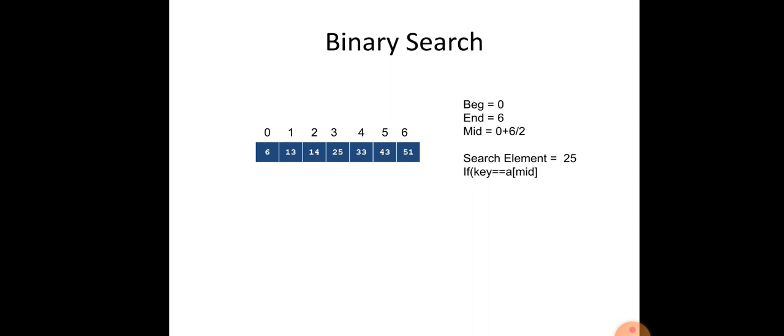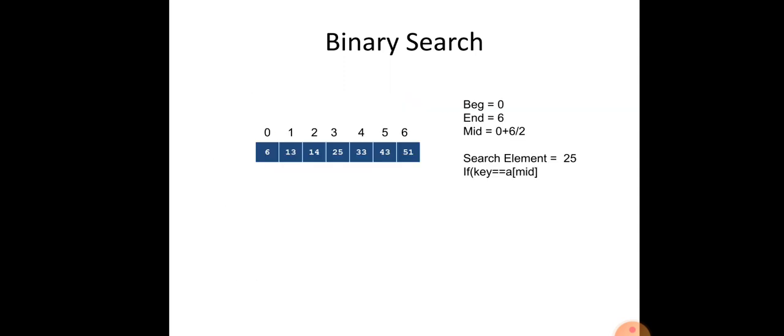So these are the elements in an array. The positions are a of 0, a of 1, a of 2, a of 3, a of 4, a of 5 and a of 6. This is array positioning. The beginning equals 0 and the end equals 6, that is a of 0 and a of 6, the first element and the last element of the array. And the middle equals low plus high divided by 2. So this is the formula for the middle.